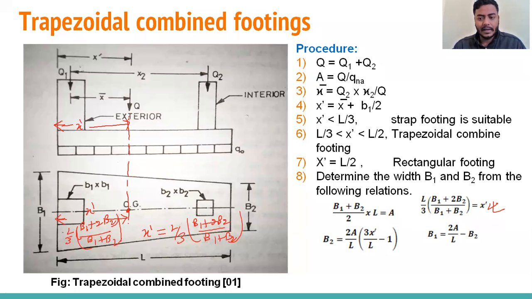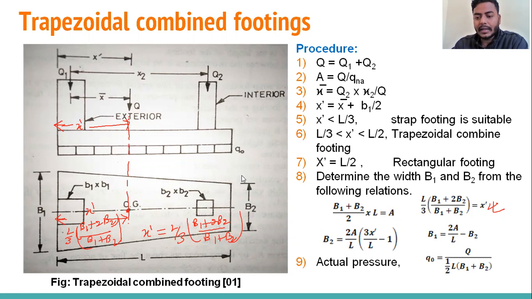Here we get B1 and B2, that is the width required, right? We can provide some extra width also to be on the safer side. Once we have provided some extra width, we can calculate the actual or provided area. Once we have the provided area, we can calculate the actual pressure, right?